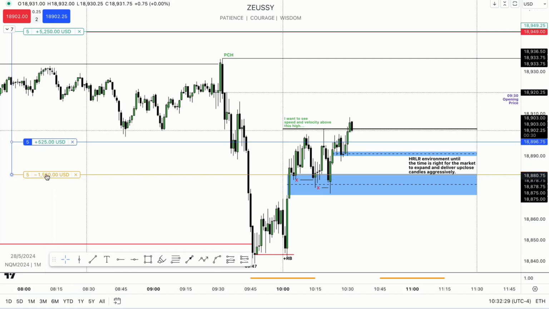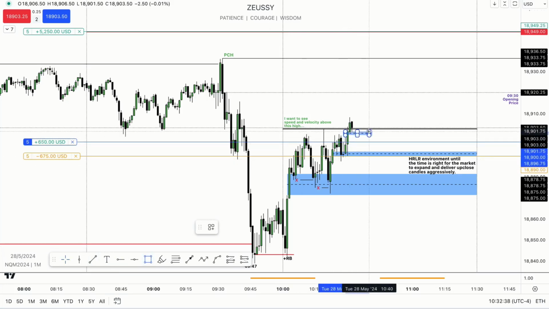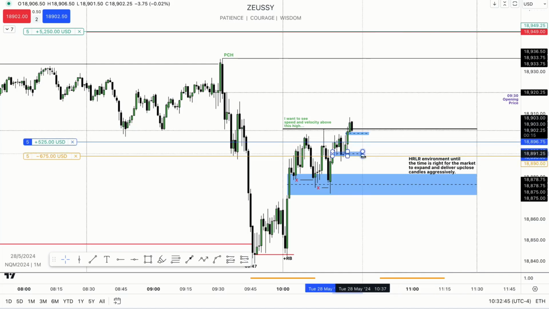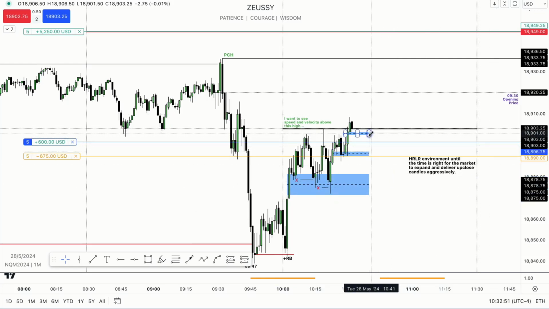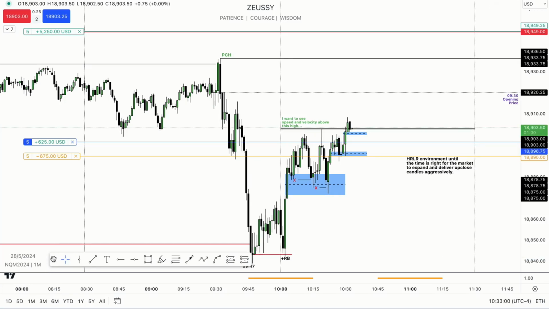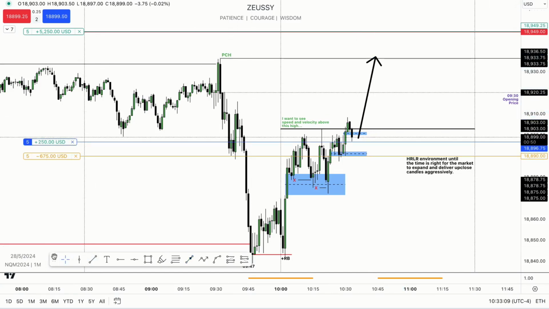Buying it here. Stop is being trailed. My stop is being trailed because we're seeing a new BC get formed. I want to see the market begin to deliver towards the upside rather aggressively soon.